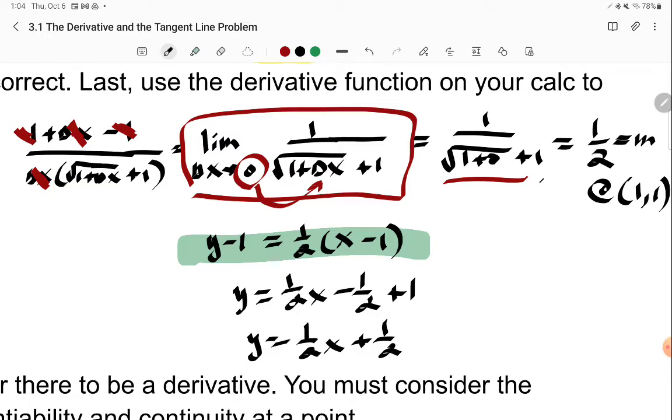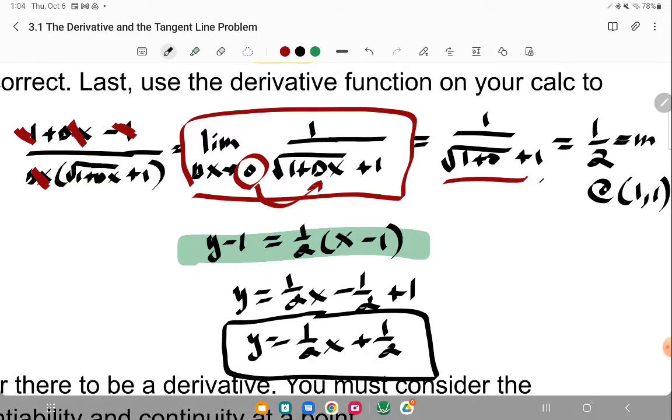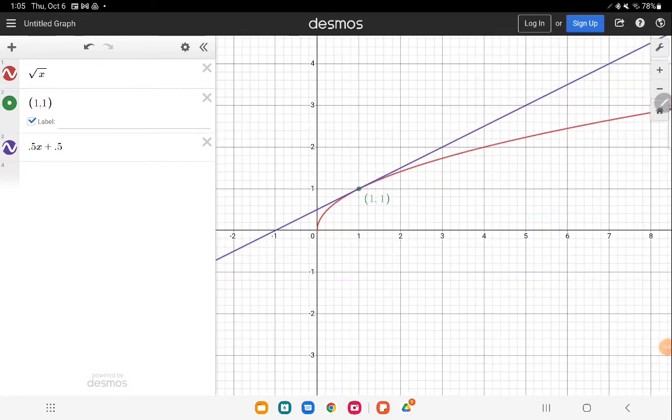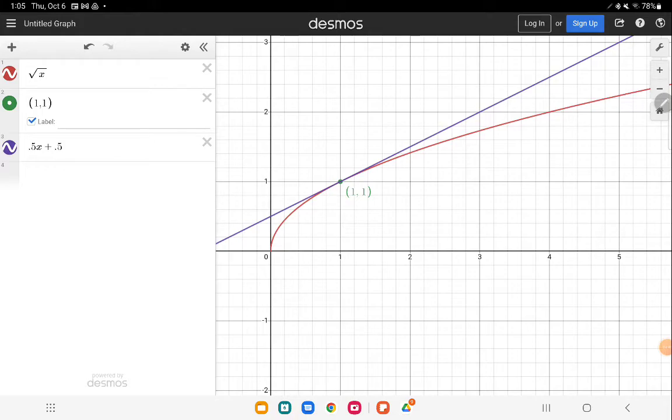All right, so that would be your equation for the tangent line, and you would graph both of those on the coordinate plane to make sure that your answer is correct. And we look at our graph. This is what we have. At the point 1, 1, the red is our graph, square root of x. You can see our equation of the tangent line, 1/2 x plus 1/2, matches perfectly. So hopefully you got the same result.